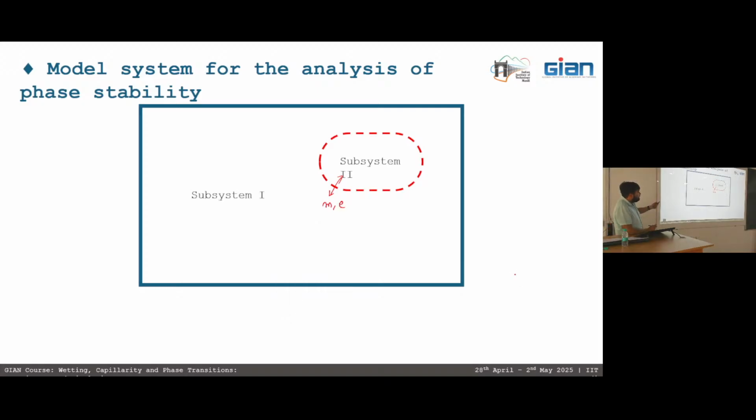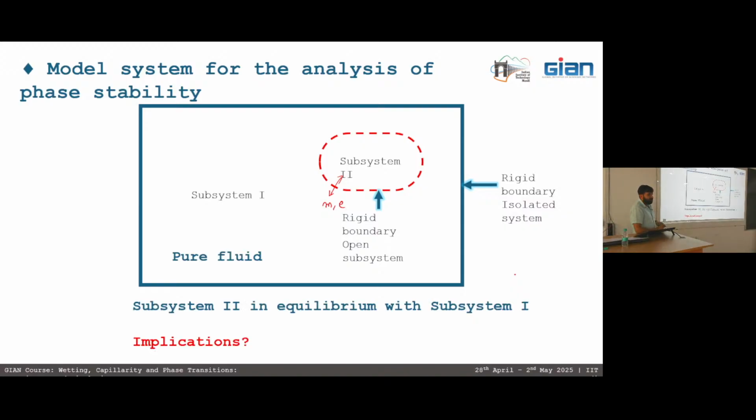On the other hand, subsystem 1, which encloses subsystem 2, is an isolated system, whereas subsystem 2 is an open system. Its walls are also rigid. So in this case also the volume is fixed, but at the same time, the mass and energy cannot leave the system. It means that for the whole system, mass and energy are conserved; it is isolated from the universe. And this system consists of a pure fluid. Also we assume in the beginning that subsystem 2 is in equilibrium with subsystem 1.